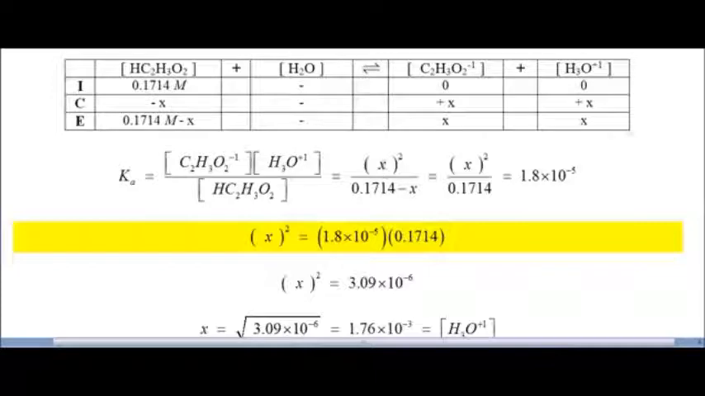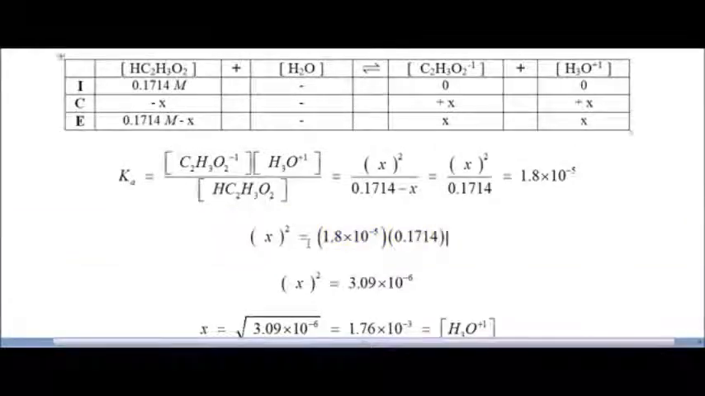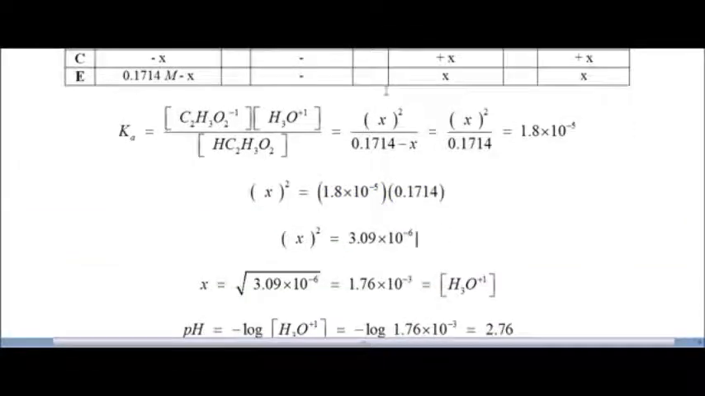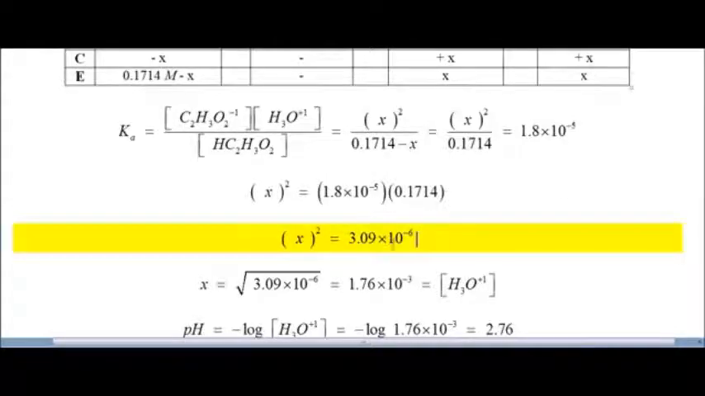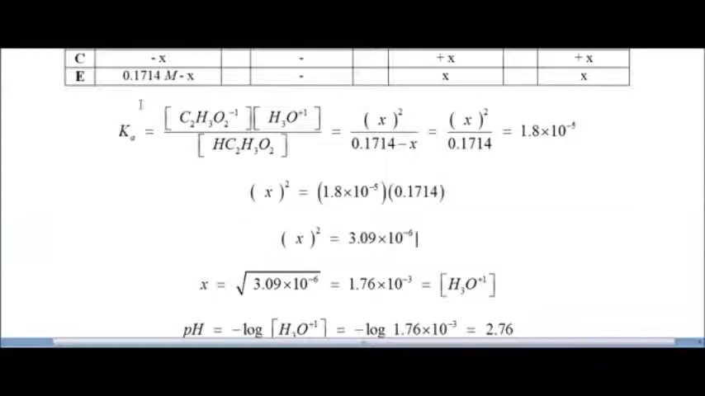have x squared, which is our acetate and our hydronium concentration, is equal to 1.8 times 10 to the negative 5 times the concentration of the acetic acid. And what we did there was we actually took the 0.1714 and multiplied it on both sides, so that we have the x squared all by itself. Once we multiply those two values together, then we come up with a 3.09 times 10 to the negative 6. We're trying to solve for x.